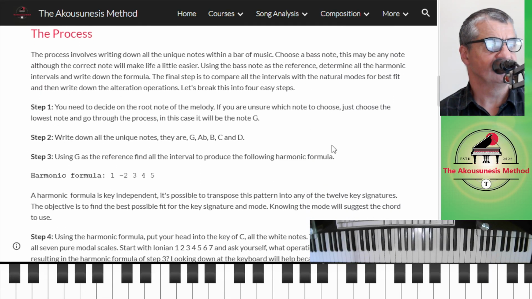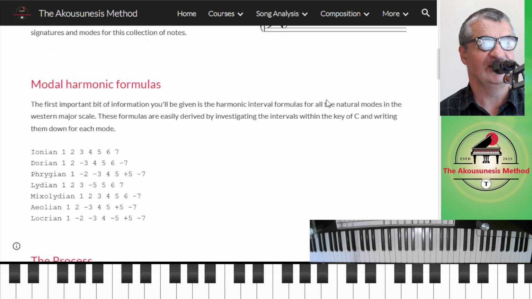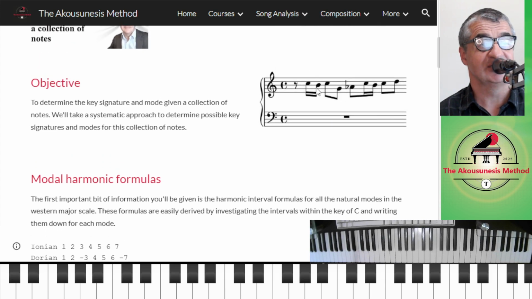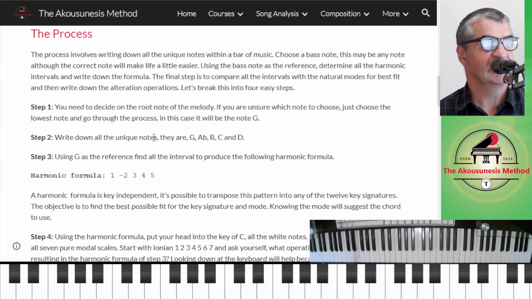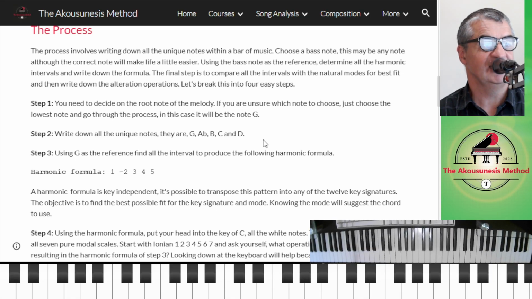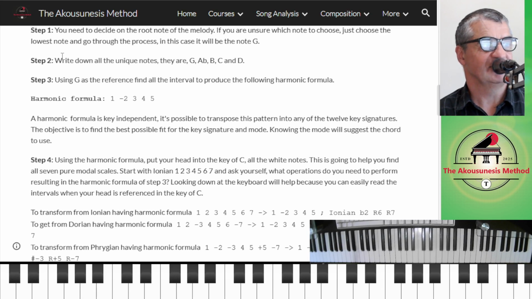Okay, so we simply write down the notes. If we just look at the notation and write down the notes, we have G, and we can just move upwards. We've got G here, we've got A flat here, B, C, and D. So we're going to write them down. Step 2: G, A flat, B, C, and D. Sorry, that's the second step, just writing it down.